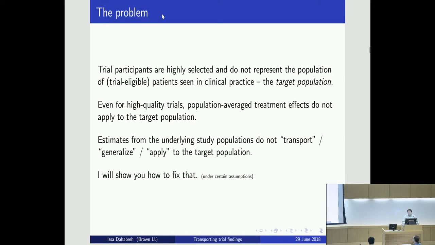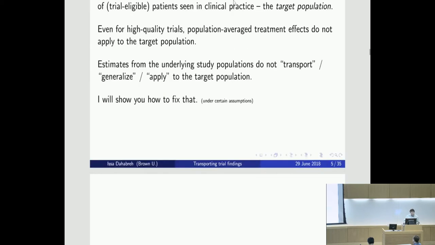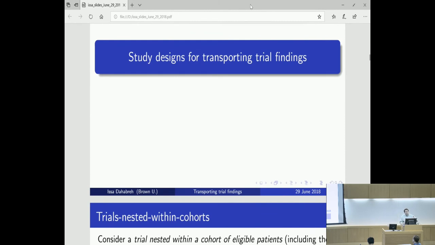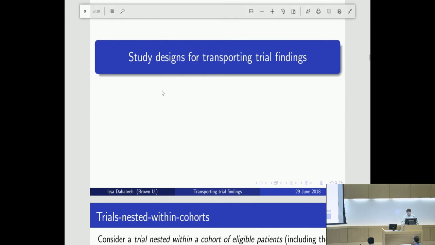So even if you have a very high quality trial, everything was done perfectly in the trial, a population average treatment effect obtained in the trial will not apply to the target population most of the time if there is effect heterogeneity by the covariates that drive people into your trial. Okay, so people have an intuition about this and they say the results from the trial do not transport or do not generalize or do not apply to the target population. So I'm going to show you how to fix that, and there is a fine print here, under certain assumptions, okay?